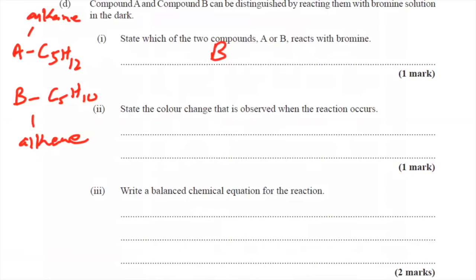State the color change that is observed when the reaction occurs. That's part 2. Well, when we're given a color change, we have to state the former color and the final color. Former state, final state. So we don't even have to write this in a sentence. We'll just say brown to colorless. So alkenes will decolorize bromine water or bromine solution, but you have to state the initial appearance of the bromine water or the bromine solution. And in part 3, for the last 2 marks to make it up to 15, they want us to write a balanced chemical equation for the reaction.